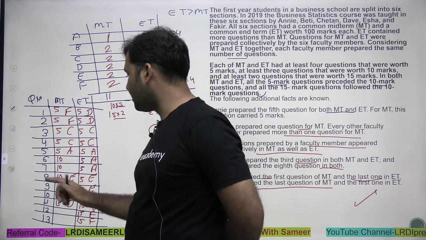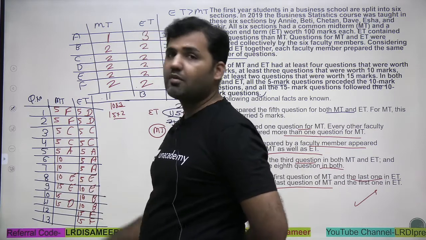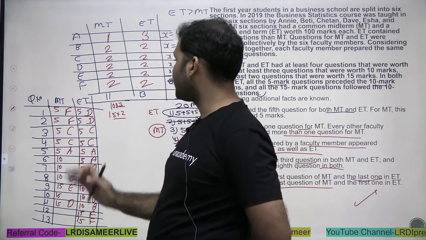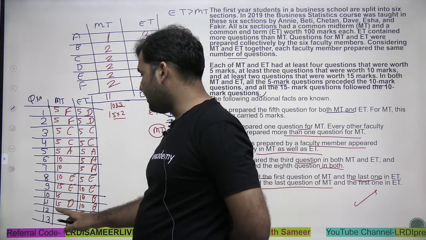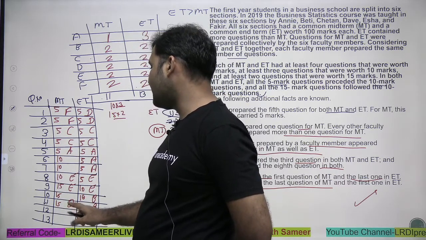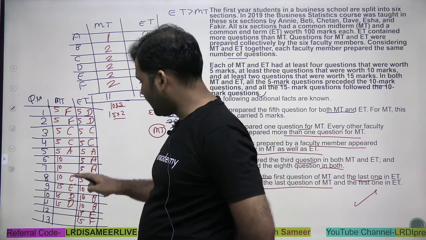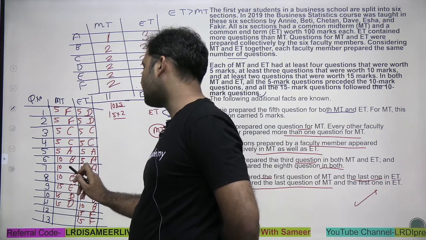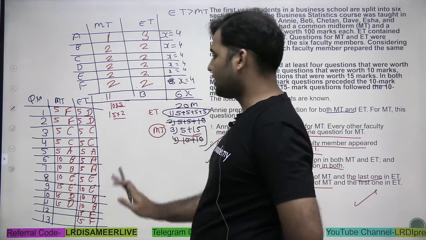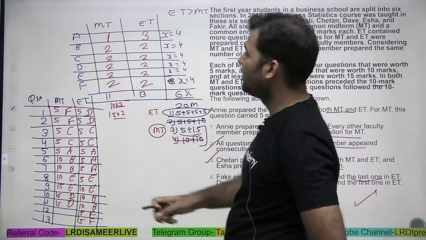So if E is preparing question number 8, E must be preparing question number 9. 7 cannot be prepared by E because then 6 will be left alone. Now see that D is preparing 2 questions, so 10th question must be prepared by D. So we're done with A, C, D, E, F, only B is left, so these 2 questions must be prepared by B. That's it. Now this whole set is completed and you can answer all the questions now very quickly, right?